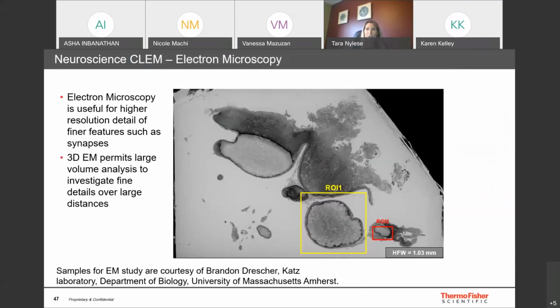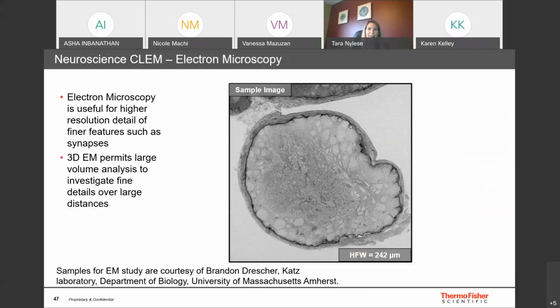But of course, behavioral is just one aspect of it. What are the physiological differences that are going on at the cellular and tissue level so that we could understand where those connections are happening and how the behavior leads to change in the cellular area? So a region of interest was collected from the ganglia area, focusing on the pedal ganglia, and then a higher resolution image with a horizontal field width of 242 microns was collected.